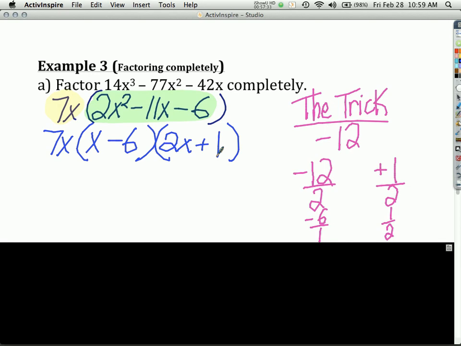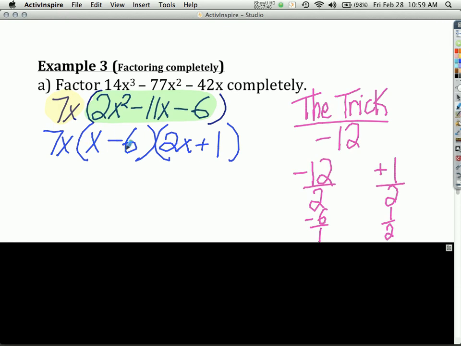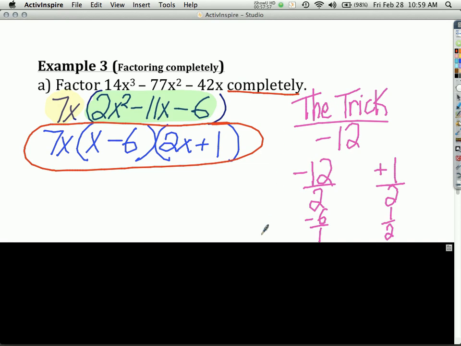Now I've got 3 factors, 7x, x minus 6, and 2x plus 1. I need to double check and make sure nothing can be factored any further. Can that be factored? No. Can that be factored? No. Can that be factored? No. So we are done factoring. That's what factoring completely means, is you keep factoring until you cannot factor anymore. Comments, questions, concerns on that one?